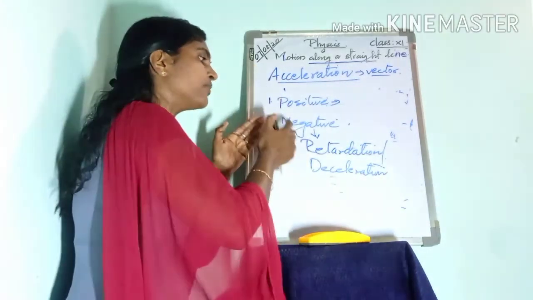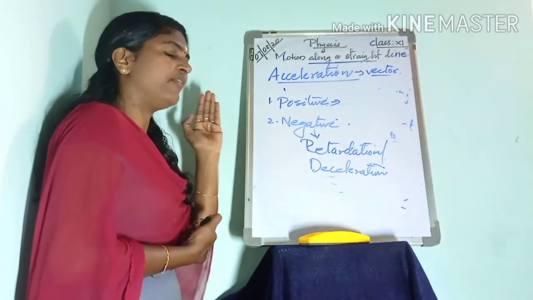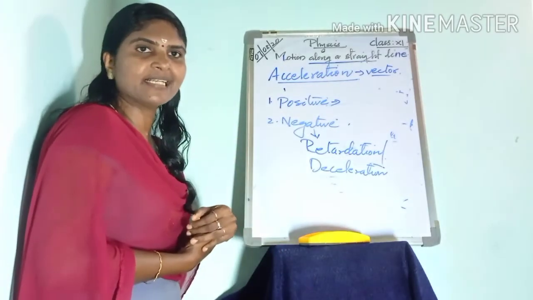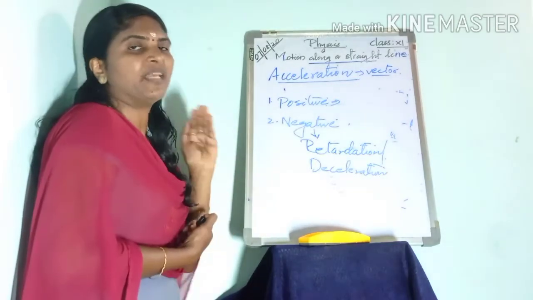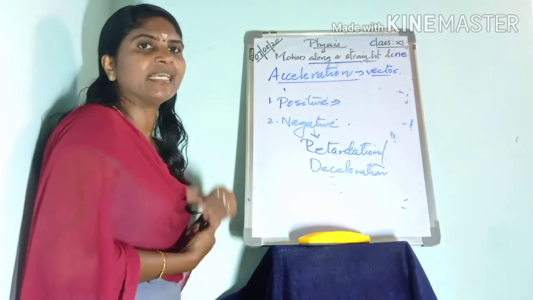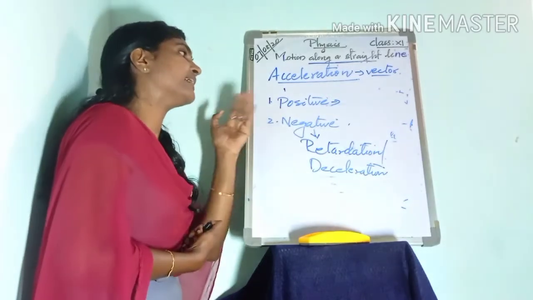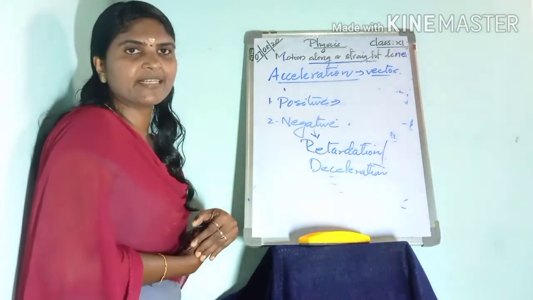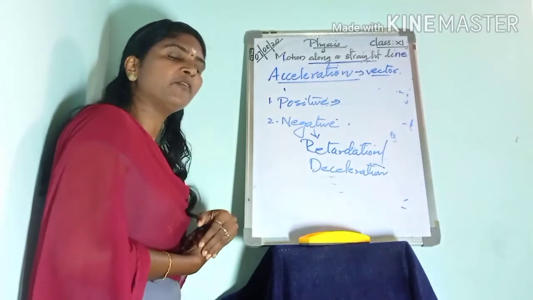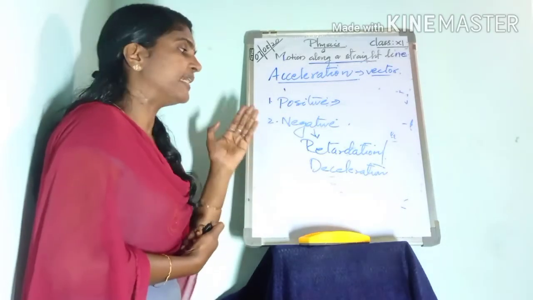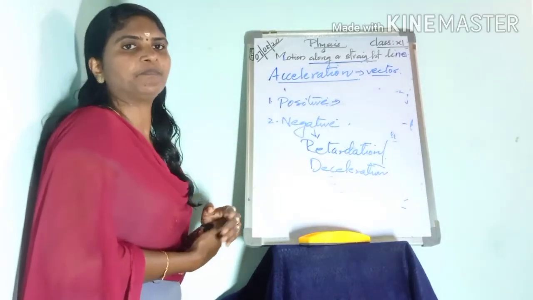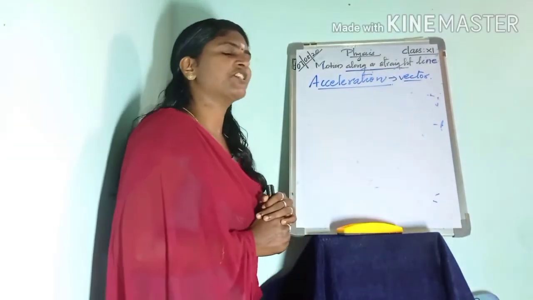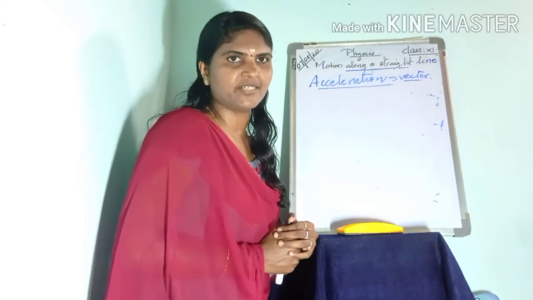Okay, that is about the two types of acceleration, positive acceleration and negative acceleration. If the velocity of an object increases with time, then the acceleration is called positive acceleration, and if the velocity of an object decreases with time, then the acceleration is called negative acceleration. That is about acceleration and its two types.